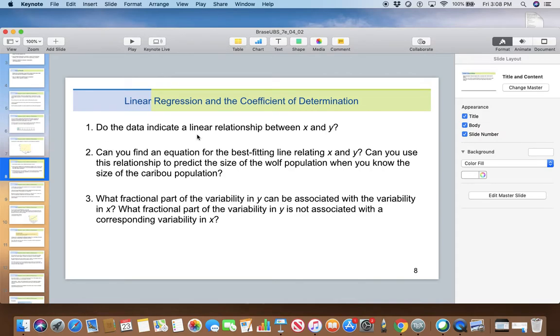Do the data indicate a linear relationship? Can you find an equation for the best fitting line relating x and y? Can you use this relationship to predict the size of the wolf population when you know the size of the caribou population? What fractional part of the variability in y can be associated with the variability in x? What fractional part of the variability in y is not associated with a corresponding variability in x? So quite a bit of thought goes into it. What part of variability, meaning change in y, can be associated with change in x? What part of change in y is not associated with change in x?